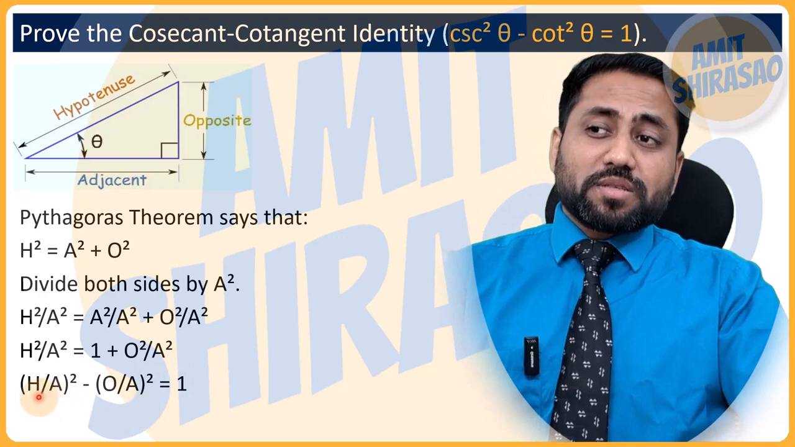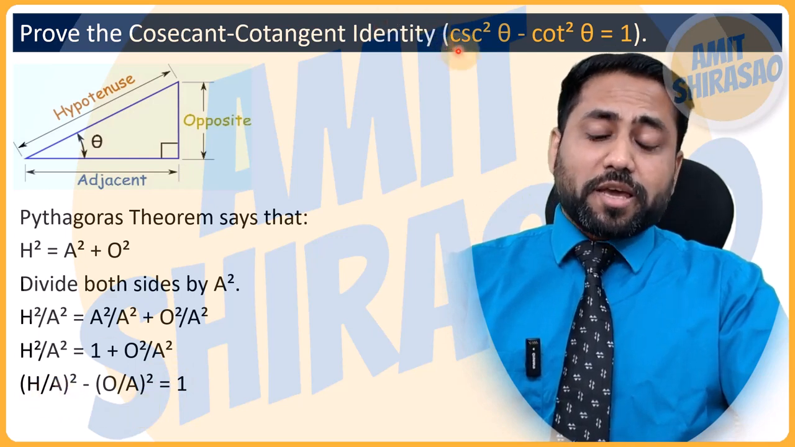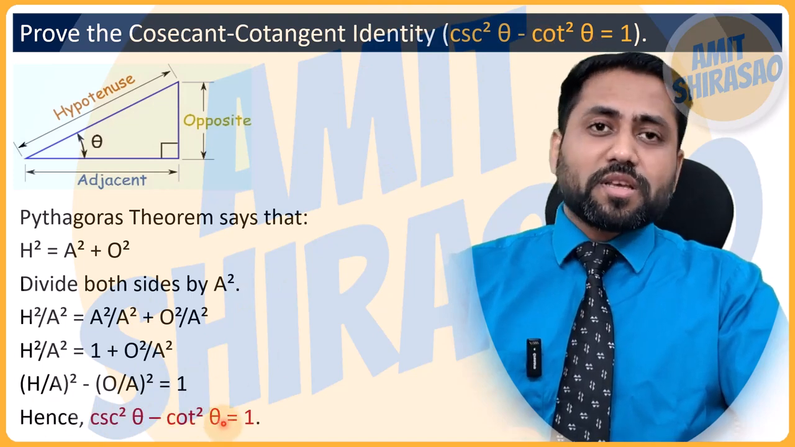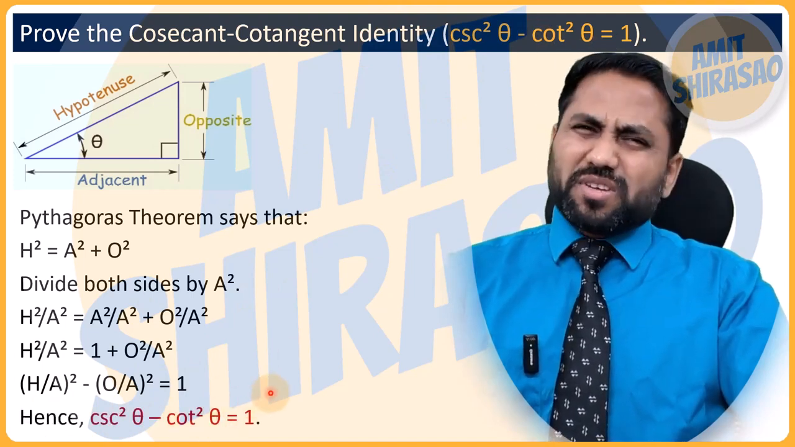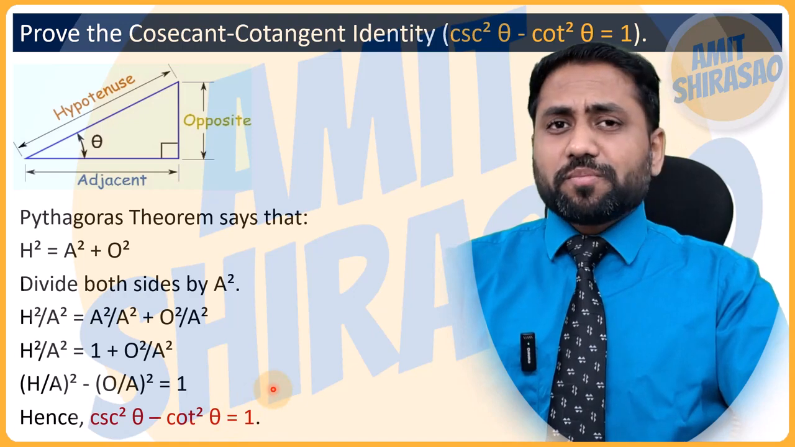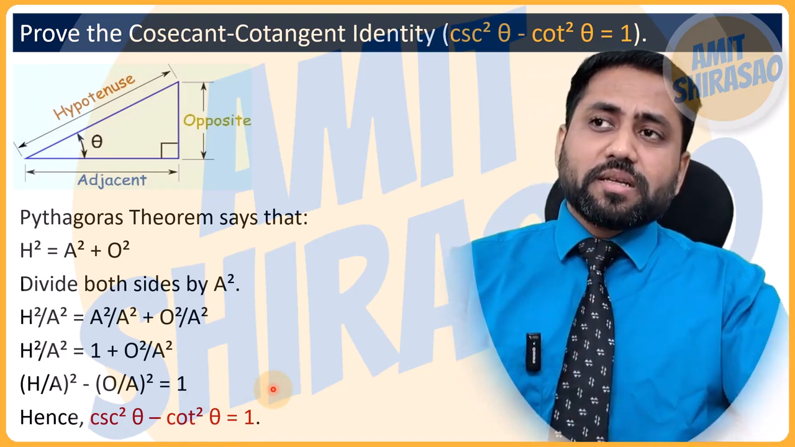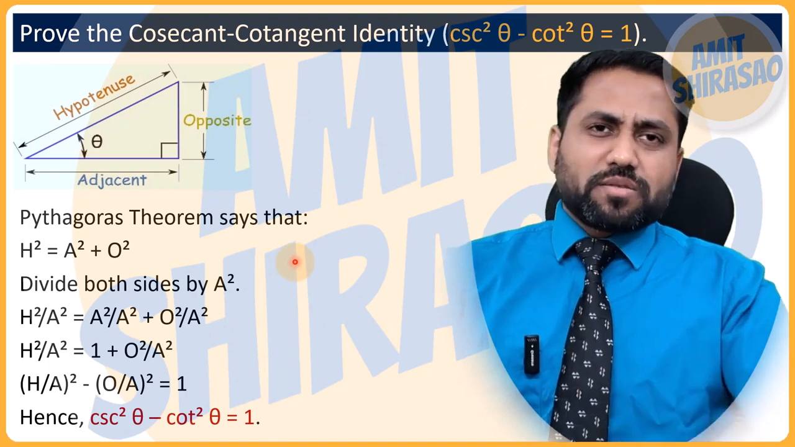And what is this, by the way? Oh, this is cosec. And what is this, by the way? This is cot. So hence proved. It is very, very simple. Just remember the first slide and the Pythagoras theorem. Got the idea? And try practicing it once or twice.